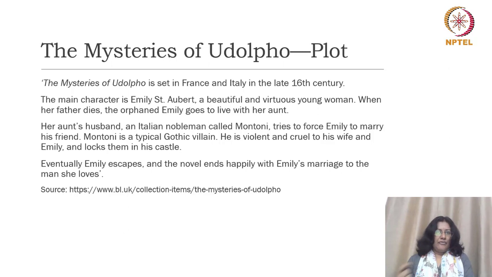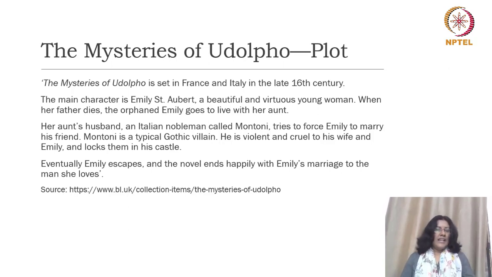So this novel is set in France and Italy in the late 16th century, and the central character is Emily Saint Aubert. She is a very beautiful and virtuous young woman, and when her father dies, this orphaned Emily goes to live with her aunt. And the aunt's character is quite complex. She is not somebody who is very benign and helpful. In fact, her marriage to Count Montoni kind of complicates the life of this young girl.